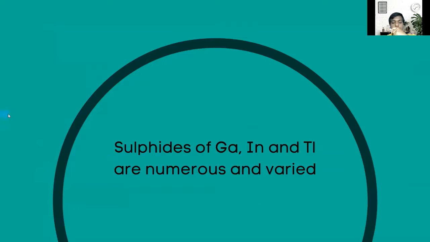In addition to aluminium sulfide, there are also other sulfides in the group 13 binary compounds, such as sulfides of gallium, indium, and thallium. These sulfides are numerous and varied. However, the properties of these compounds are very similar to aluminium sulfide.